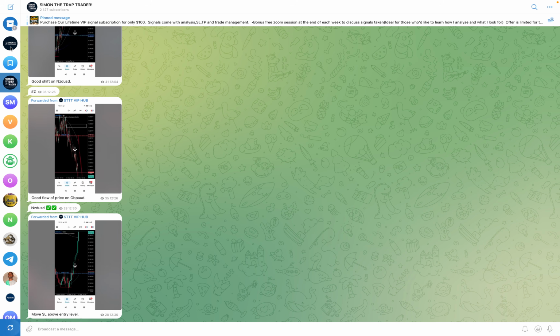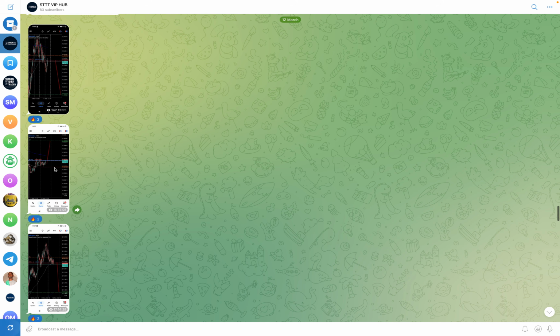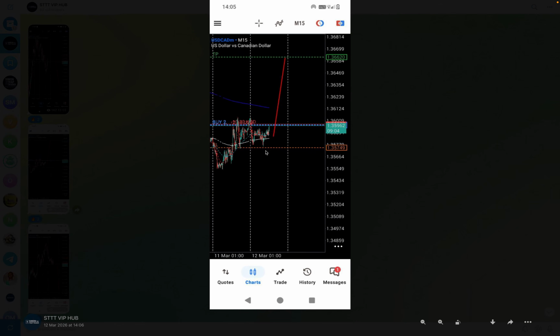All right, so getting back to the VIP. So we took USDCAD, and as you can see, the stop loss was given and the take profit was also given in the screenshot.